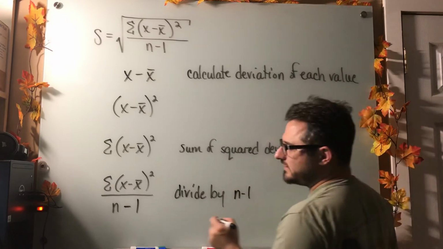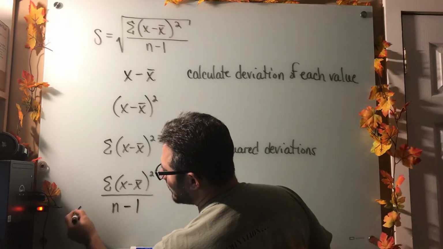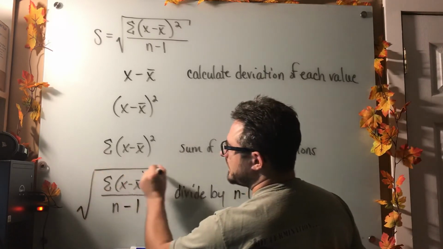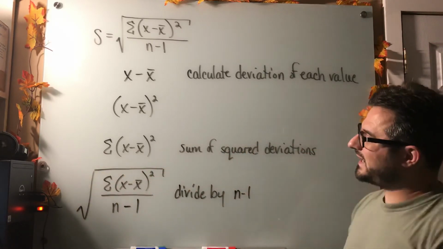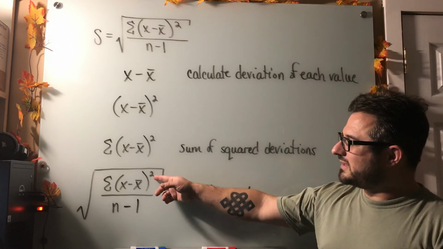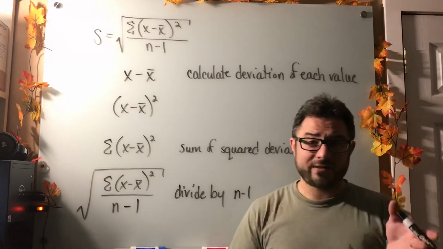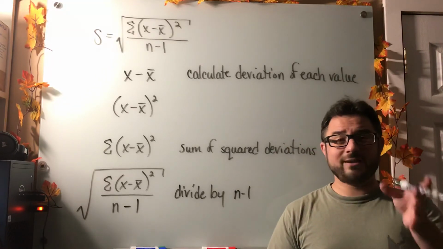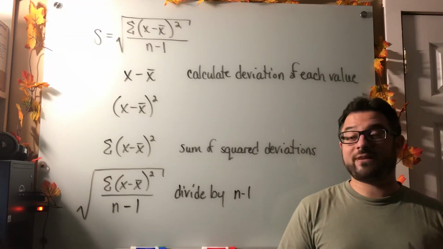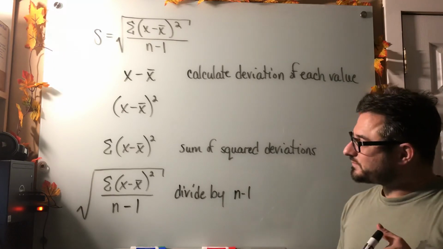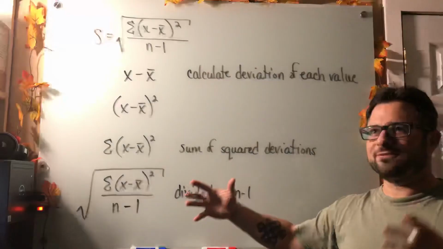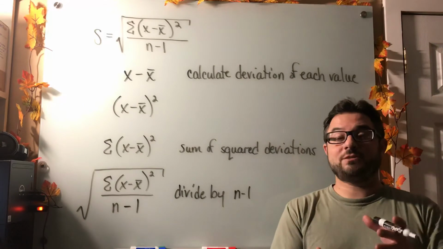And lastly, we put a radical over the whole thing. Now, as I said, that radical is to kind of correct the amplification that the square did. Remember I said if something's 5 above the mean, we square that deviation, it becomes 25. So the square root is to kind of return us to the original scale.